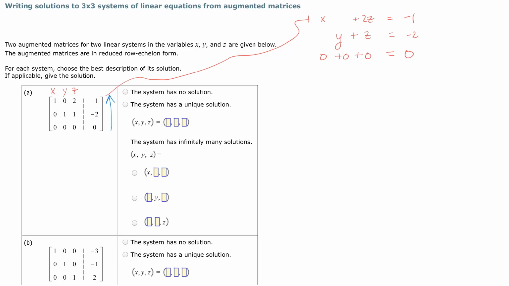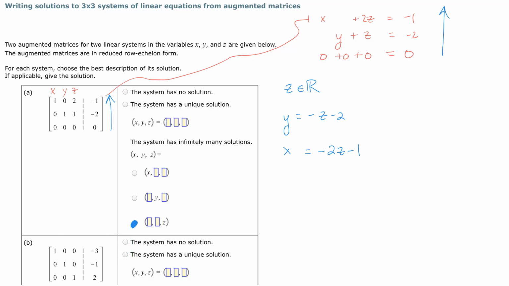So there is a free variable here, and the free variable is going to be z. So notice I'm going to let z run freely. It's going to be in the set of reals. So let z be in the set of reals. And then we're going to go up and solve for y. So if we go up and solve for y, we get y is equal to negative z minus 2. And we also get x. x is equal to negative 2z minus 1. And that's all we're looking for here. So I'm going to choose this third bubble here.